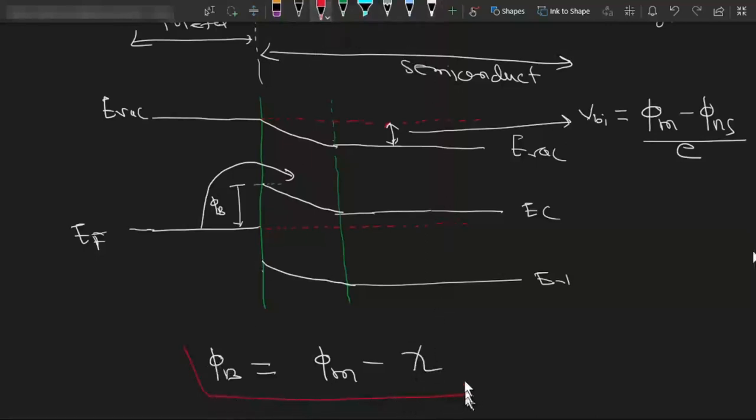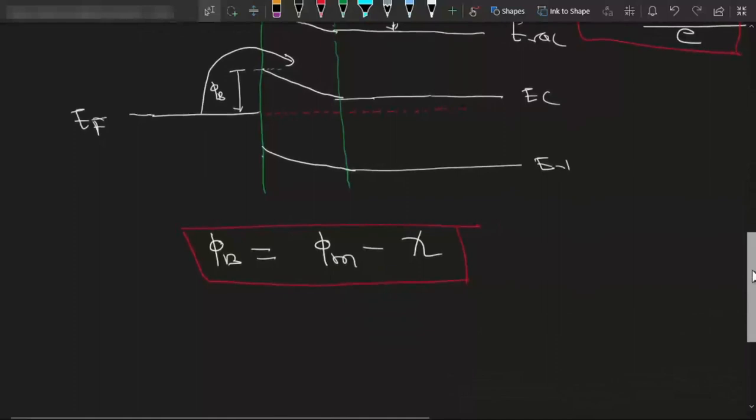So these two equations are very important. Here electrons on both sides have this barrier, from this side and this side also. In this way, this phi b is known as the Schottky barrier height.